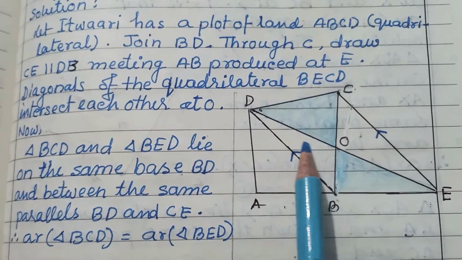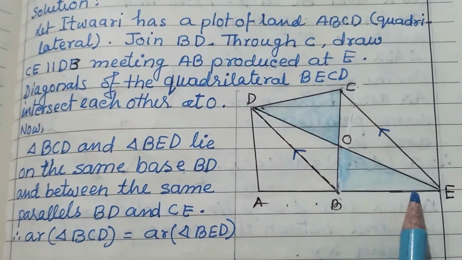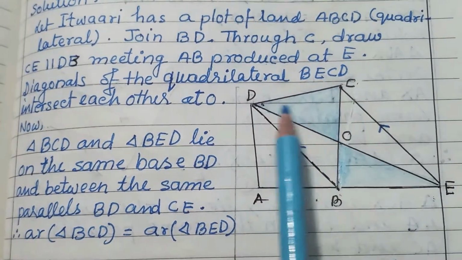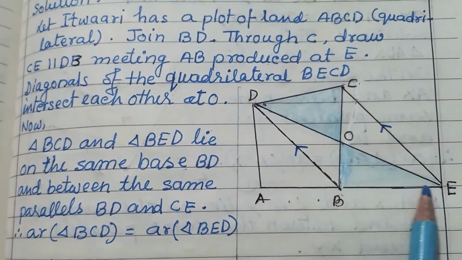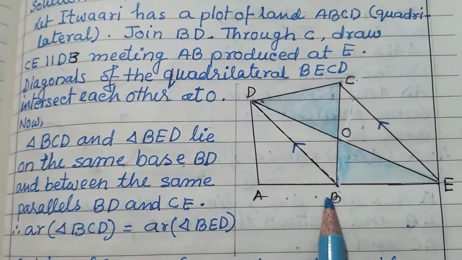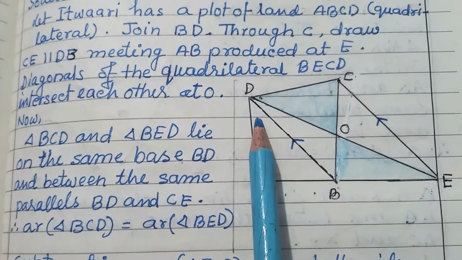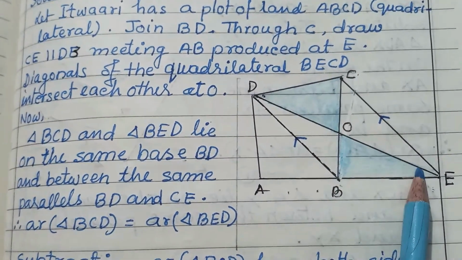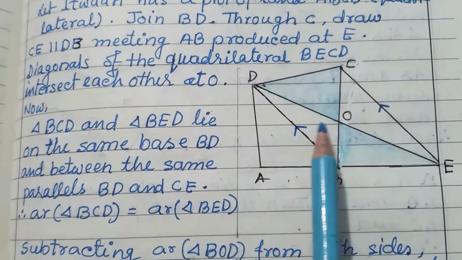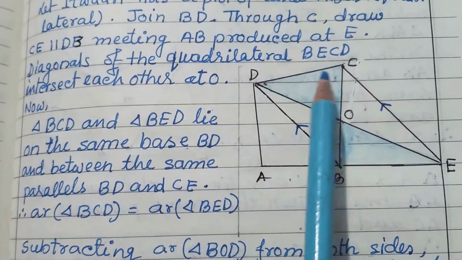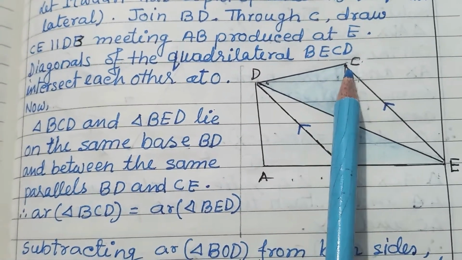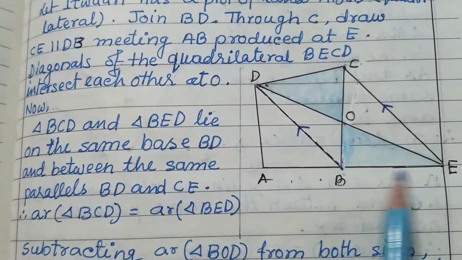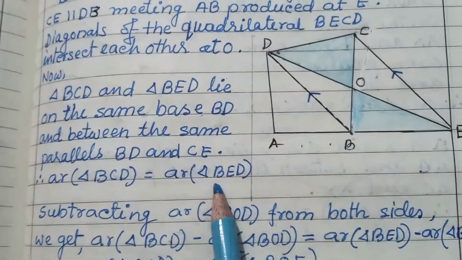Now triangles BCD and BED lie on the same base BD and between the same parallels BD and CE. Therefore, area of triangle BCD is equal to area of triangle BED. It is the first relation.